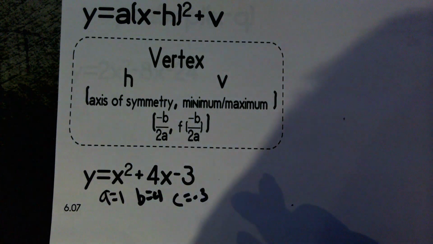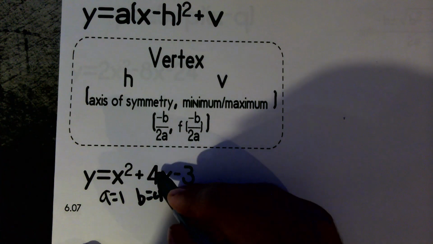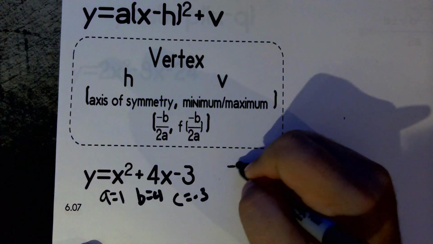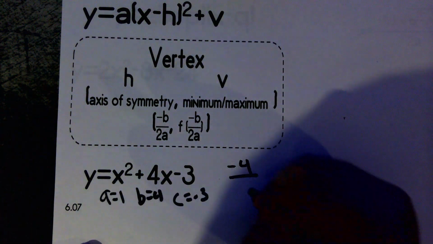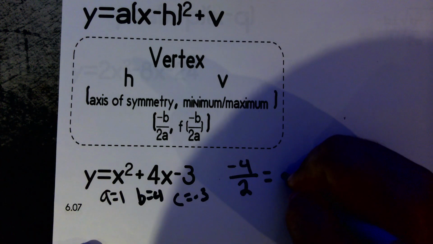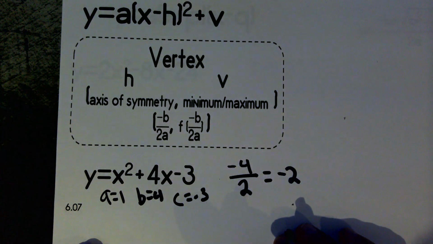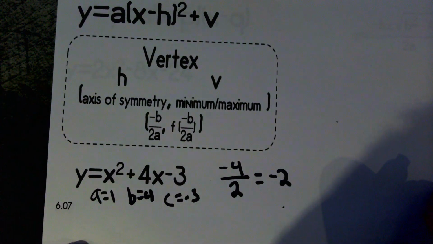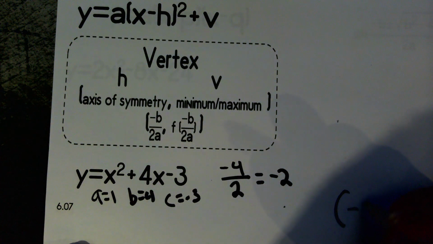Alright, so now that we know what a, b, and c are, let's plug it into our formula. The opposite of b, so the opposite of 4 is -4, over double a, and a is 1, so I'm going to double that, and that's 2. So my axis of symmetry is -2. Alright, x equals -2. So now that I know that my h is -2, I'm just going to go over here and write this as my final answer.